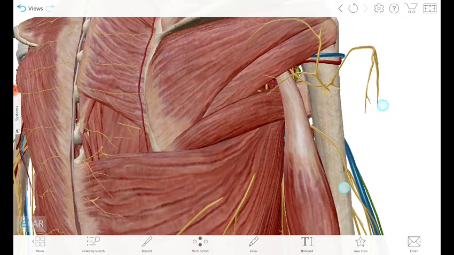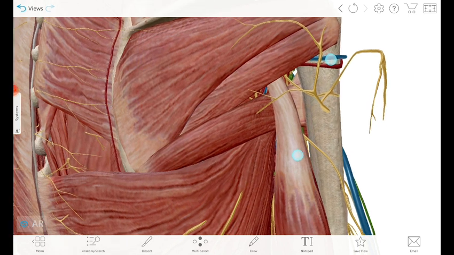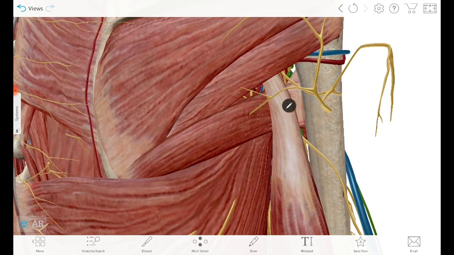Now we will see the contents of the other space. Now we see the content of the quadrangular space. Sorry, the quadrangular space. There's not any prefix like upper or lower. So let's see the contents of the quadrangular space.